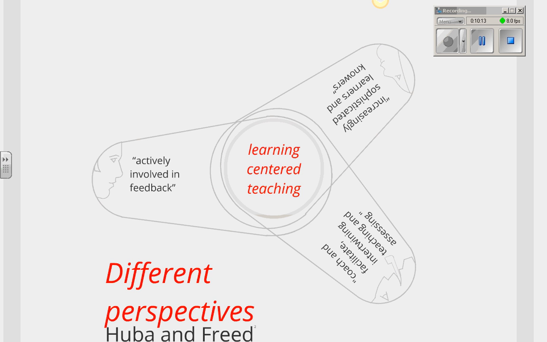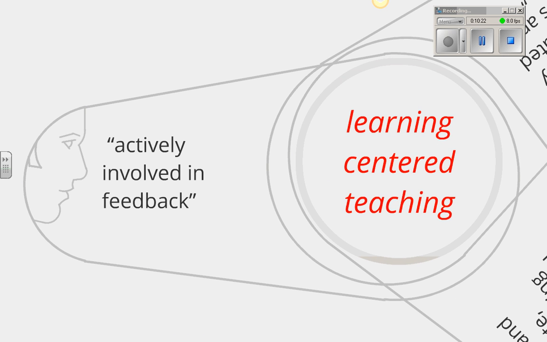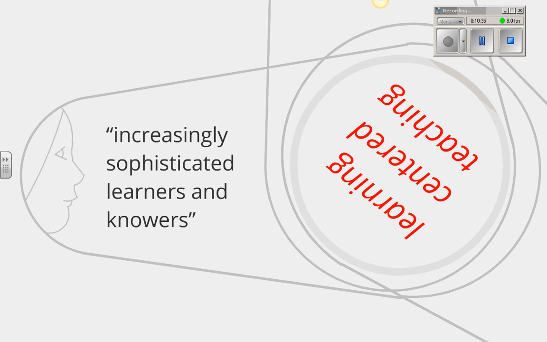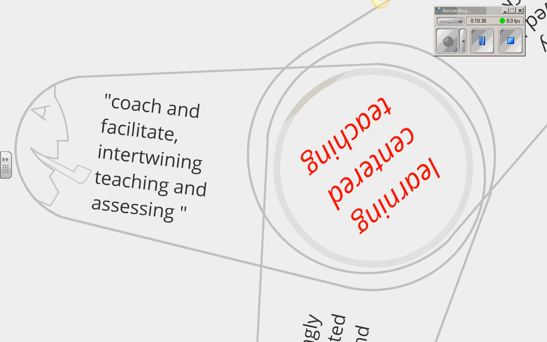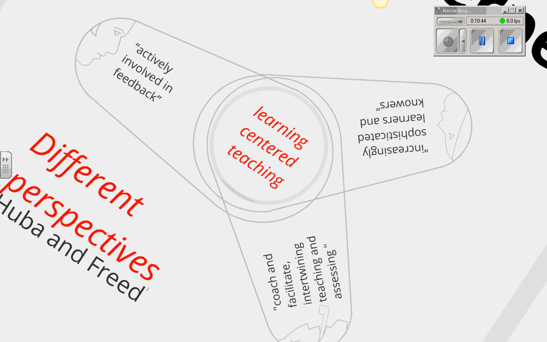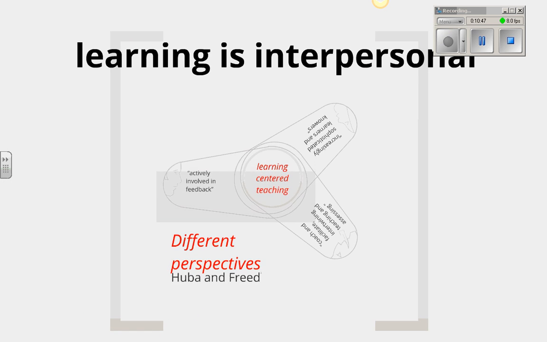4 of the 8 characteristics of learning-centered teaching involve Cruz and Wilkinson's study specifically. Screencasts, which include the teacher writing out typed comments during the video feed, invite students being actively involved in feedback, and thus becoming increasingly sophisticated learners and knowers, while teachers coach and facilitate, intertwining teaching and assessing. The added benefit is that learning is interpersonal. That's a consequence of screencasting, according to Cruz and Wilkinson, as they forward Huber and Fried's argument on learning-centered teaching.